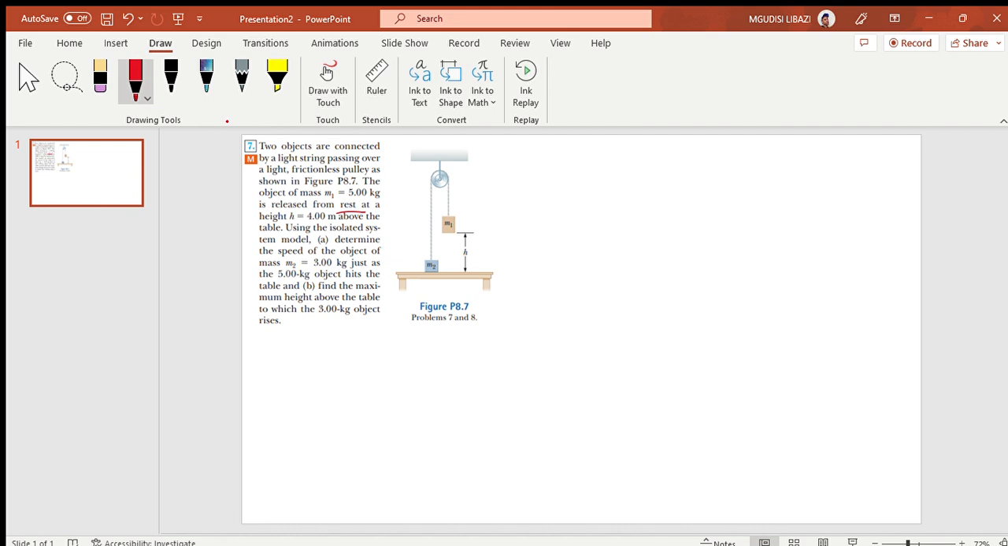So we want the speed here. We know that height h is equal to 4 meters, and we know that the initial velocity is equal to 0 meters per second because the object was released from rest. So now what else do we know? We know that when the box m1 hits the table, the box m2 will be at the initial position of box m1. So it will have traveled 4 meters when the box m1 hits the table.